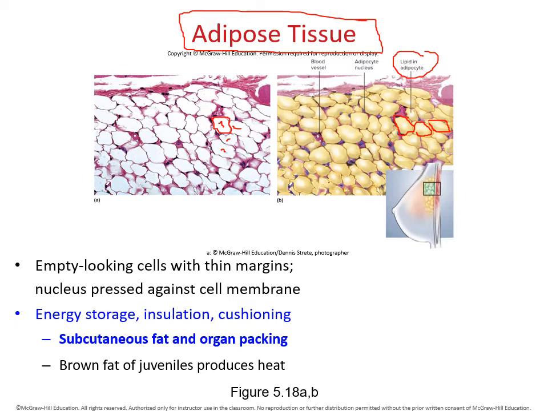I did not highlight a particular location for adipose tissue. The one that's pictured is by the breast, and the reason for that is because, as you know, fat tissue can be found in a wide range of areas.